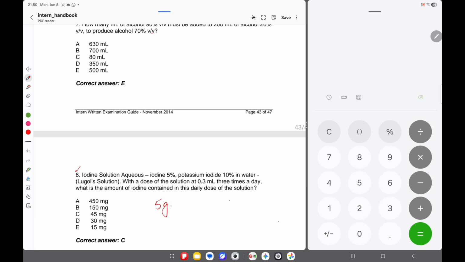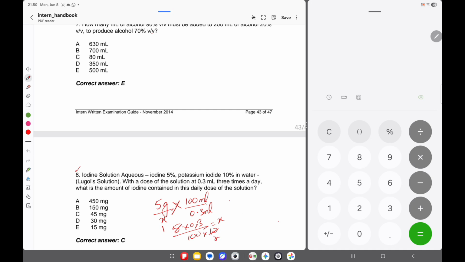5% means 5 grams of iodine in 100 ml. I told you that we have to tell about iodine rather than potassium iodide, rather than potassium or just the iodide ion. So 5 grams in 100 ml. What will be the amount of iodine in 0.3 ml? That will be x. We will do cross multiplication: 5 into 0.3 divided by 100 is equal to x.